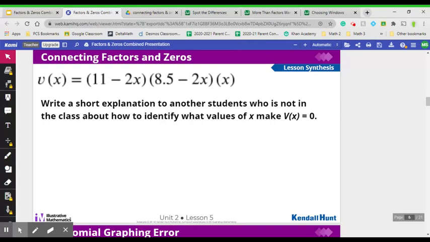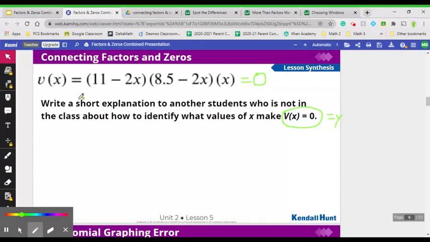So to wrap this up, I'm just going to explain how you identify what values of x make v of x equal 0. When it says make v of x equal 0, the values of x that equal 0 are when you have x-intercepts, or when y is 0, since this is basically equal to y. So just remember that x-intercepts happen when y is 0. Any x value that makes this whole thing equal 0, those x's are going to be your x-intercepts because they make y 0.